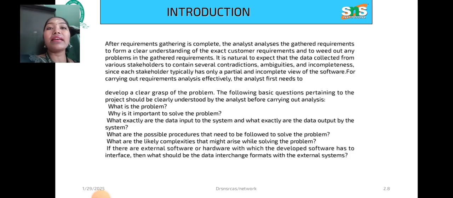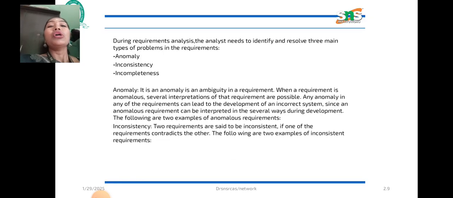With this gathered information, we have to analyze it and make a report by consulting these types of questions. If there are any external software or hardware which interface with the software being developed, what should the data interchange formats with the external systems be? If it is okay, then after completion of this data, we can proceed to maintenance also. During requirements analysis, there are mainly three problems.